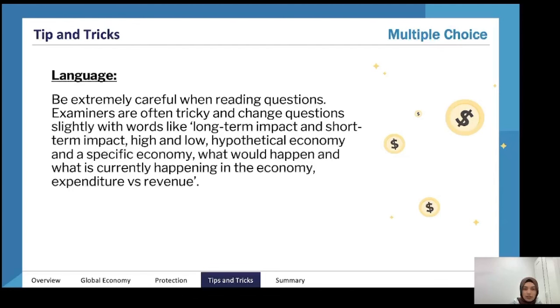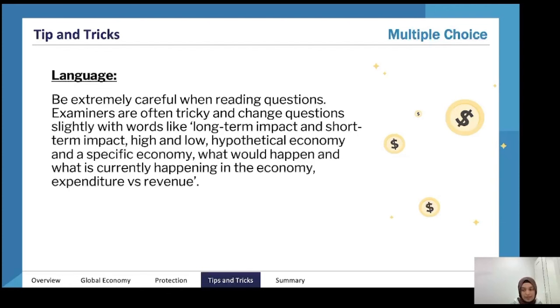So words like long-term impact and short-term impact, high and low, hypothetical economy and specific economy, what would happen and what is happening currently in the economy, expenditure versus revenue. Those are little things but they make a huge difference in what the question is asking and what they're trying to say. Please be mindful of the language that is used.